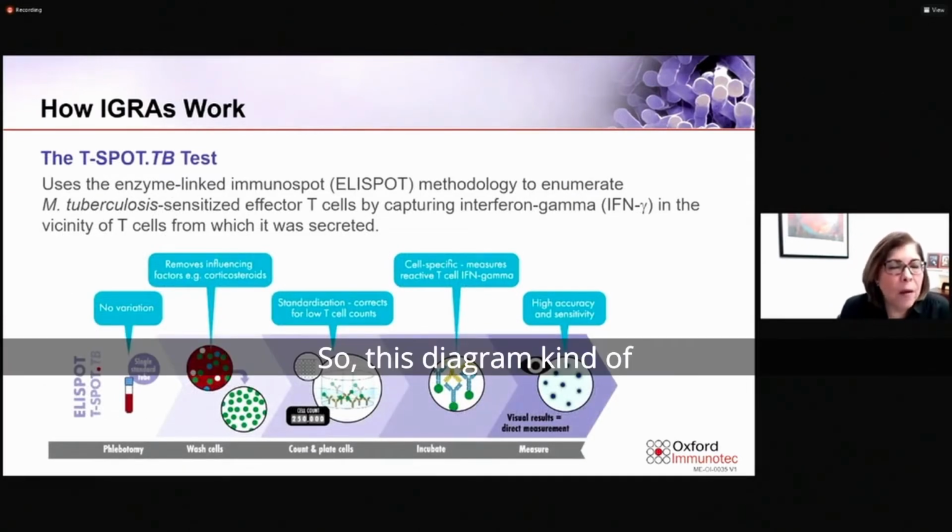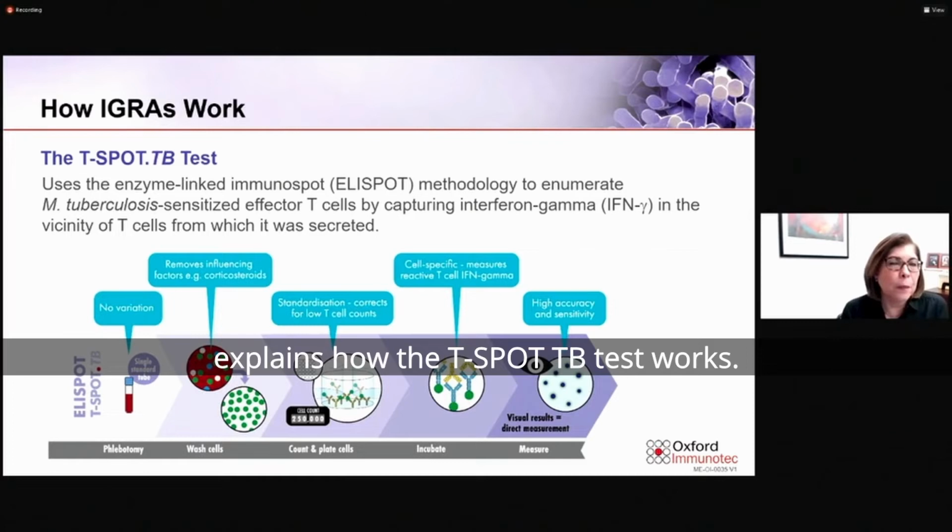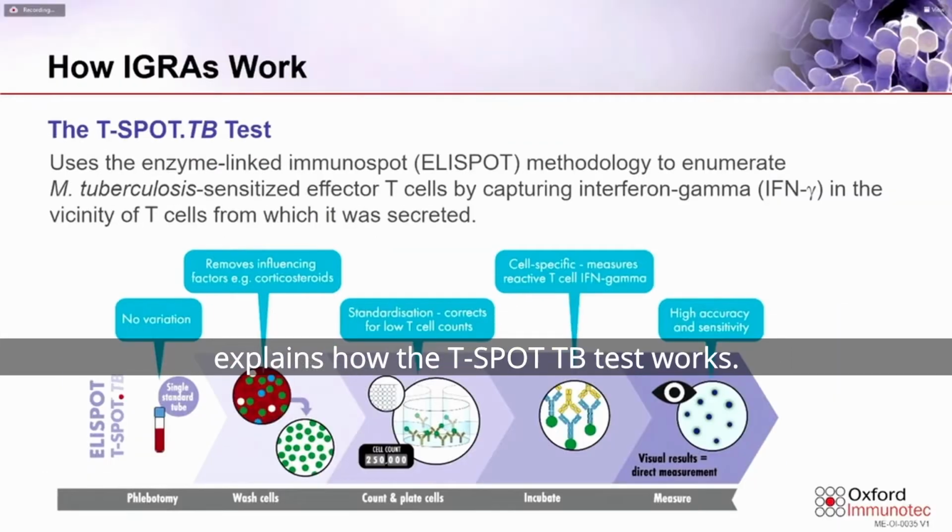So this diagram explains how the T-SPOT.TB test works. It uses the ELISpot methodology to enumerate the number of T cells that are actually releasing interferon gamma. Just to go over these very quickly, let's see if I can use the pointer. The blood is collected into a single tube. The next step is very important.